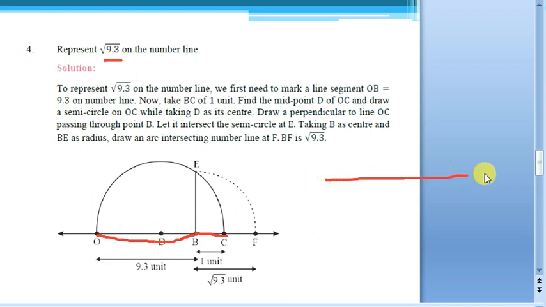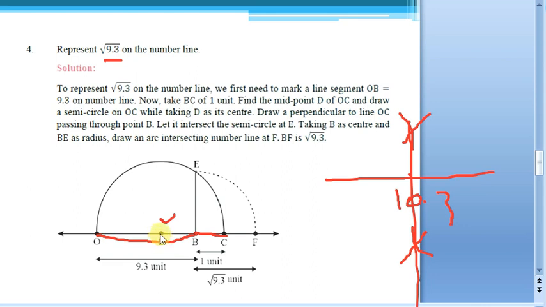How will you find the midpoint for 10.3? Will you find it on a scale? No. For that, we take the compass, take more than half the distance, and draw an arc like this, and one more arc cutting it with the same radius. We can find the midpoint like this. So that is what we got here, D as the midpoint. D is our midpoint here.